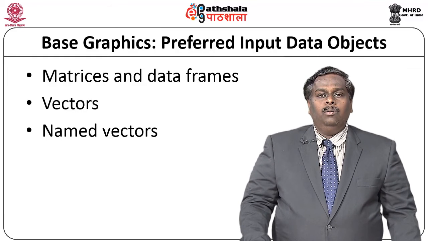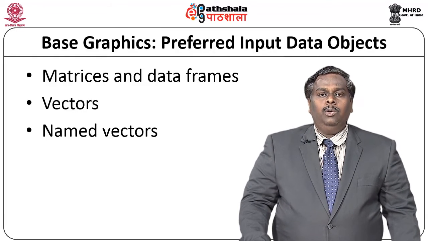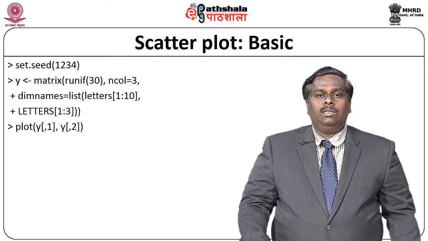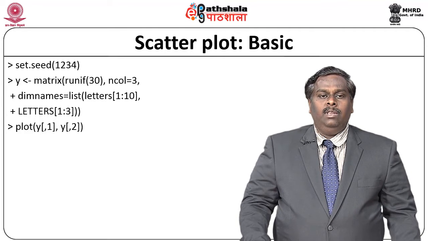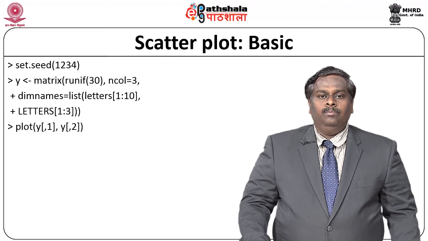Now, how are we going to provide input to the R tool? The input to the R tool is going to be in the form of a matrix or data frames. It can be a vector or even a named vector. Now, let us start one by one. We will understand how these functions work. We will start with the basic plot. The basic plot is going to provide a scatter plot.